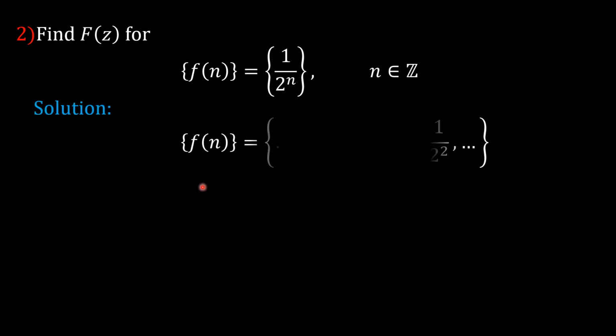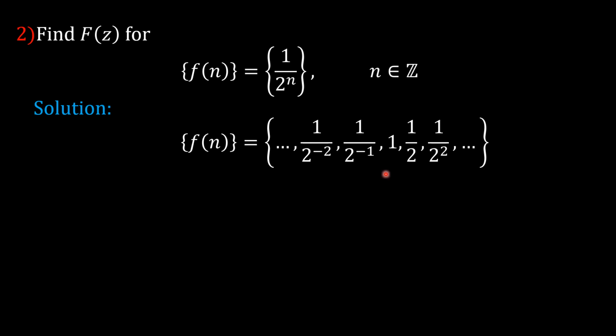Second example is find the Z transform for the sequence f of n is equal to 1 upon 2 raised to n. So here the sequence is defined in terms of its position, that is n, and we want to obtain the Z transform for it where n belongs to the set of integers. Solution. So given sequence is f of n is equal to, if we put the values of n one by one, then the sequence will be like this.